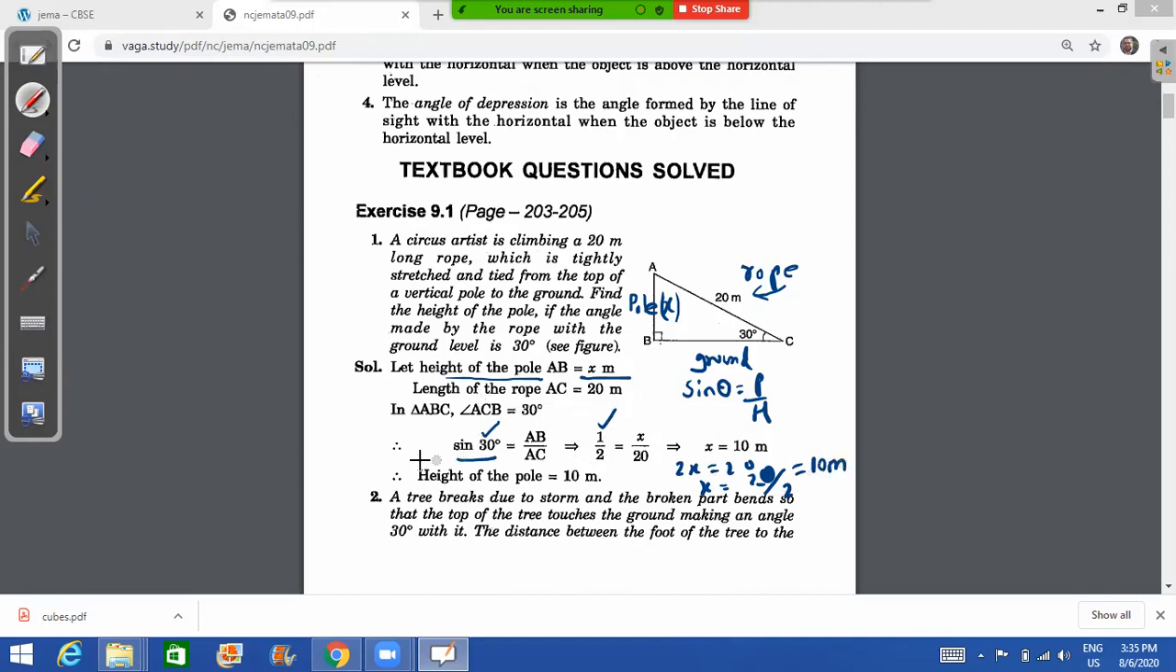So it's a simple straightforward question where we had to find out the length of the pole and we have found it out by using sine, right? So hope this question is clear. Now we move on to the next question.